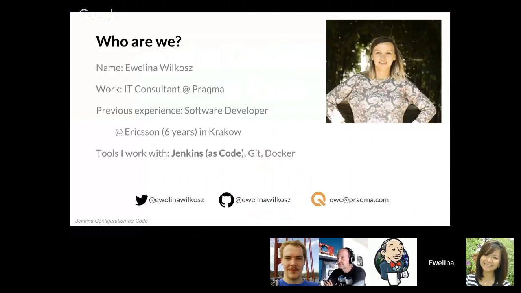But let me introduce myself, and then Nicola, who will present together with me today. So, as Liam mentioned, my name is Evelina Vilkosh, and I work as an IT consultant at Pragma. I was a software developer before for 6 years at Ericsson, but I decided to join continuous integration, continuous delivery. In my daily work, I mostly work with Git, Docker, and my most important task is Jenkins as code when possible.